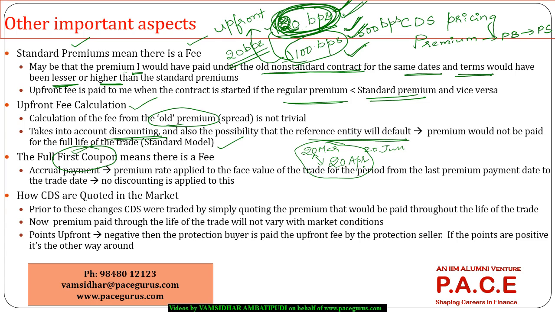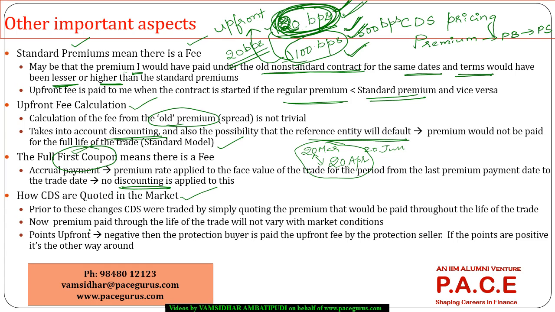Which also means, because I did not get the protection for this period, I would be compensated by the protection seller as a part of the upfront fee itself, because of the benefit that I did not get in the first period, since I did not enter into the contract on the coupon payment date. Whatever is the difference would be adjusted and paid as a fee. But no discounting will be applicable on that particular value.